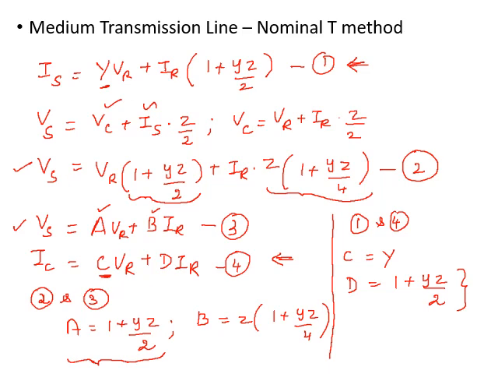In these equations for Vs and Is, if we substitute for A, B, C and D, replacing Z with R plus jXL, so Z by 2 is R by 2 plus jXL by 2, and Y as j omega C, and VR as VR, and IR as IR angle minus phi R, then we can get the expression in the complex notation also.